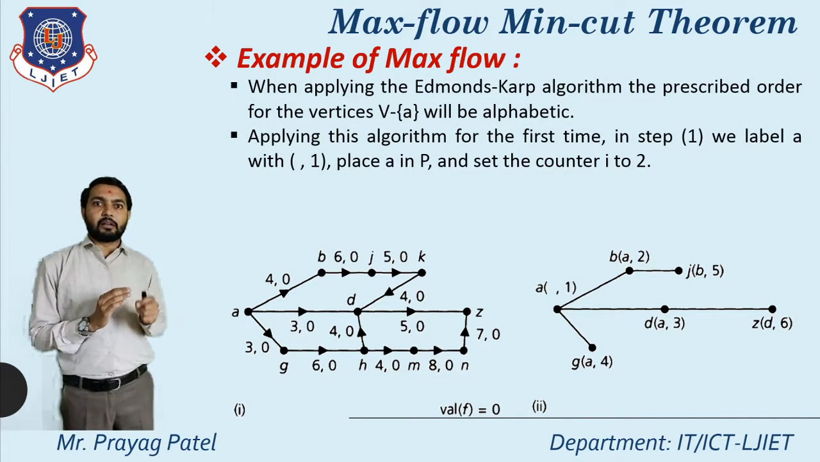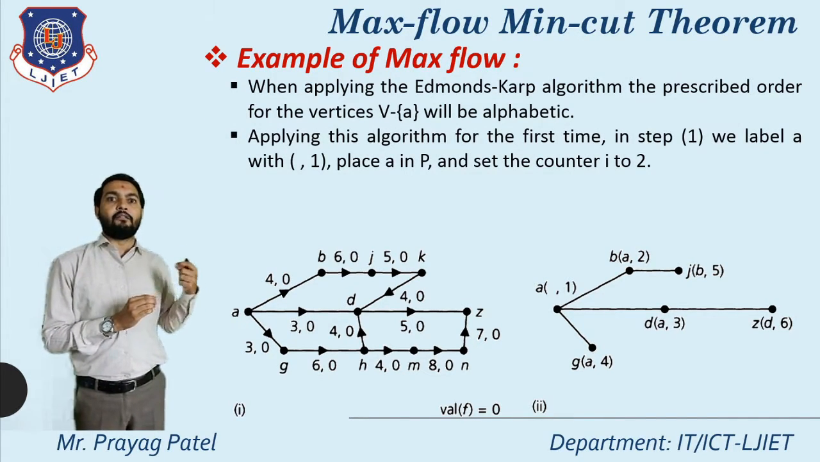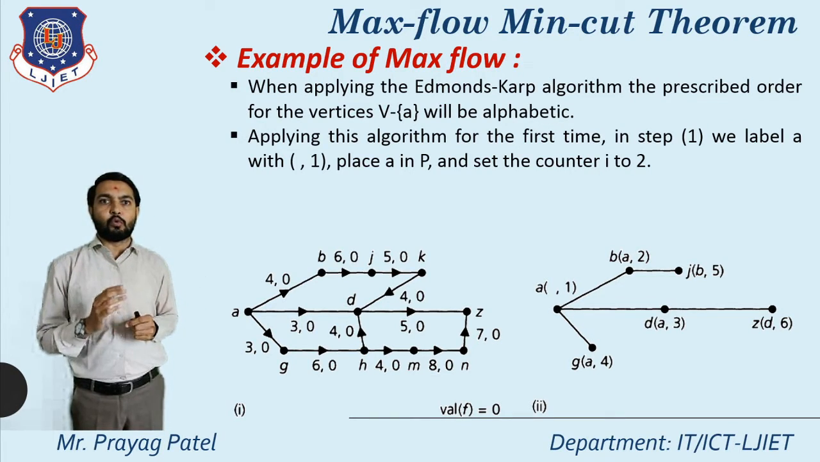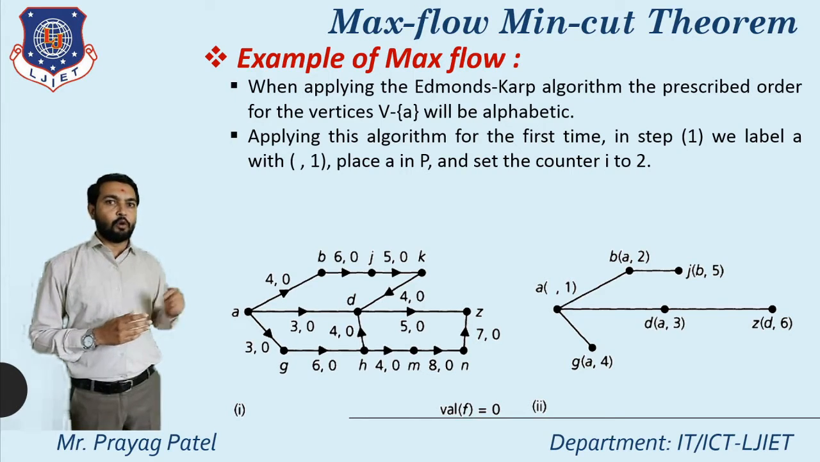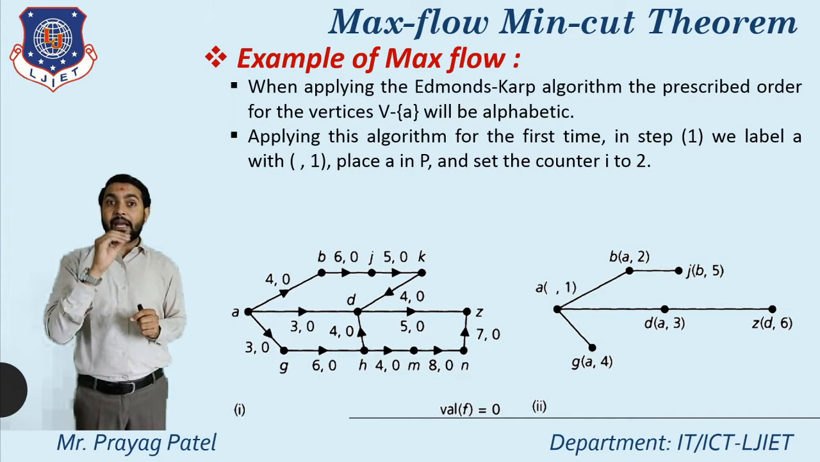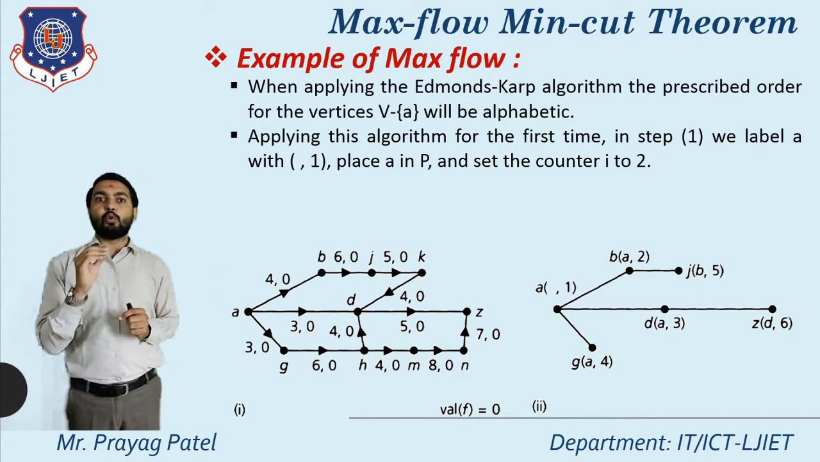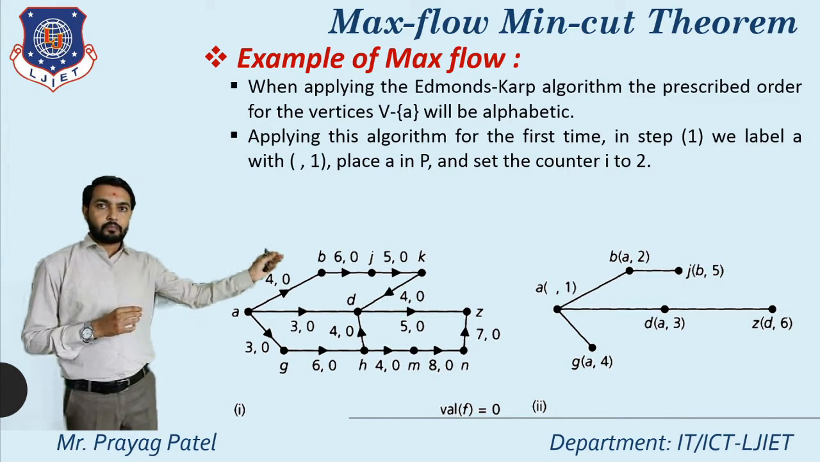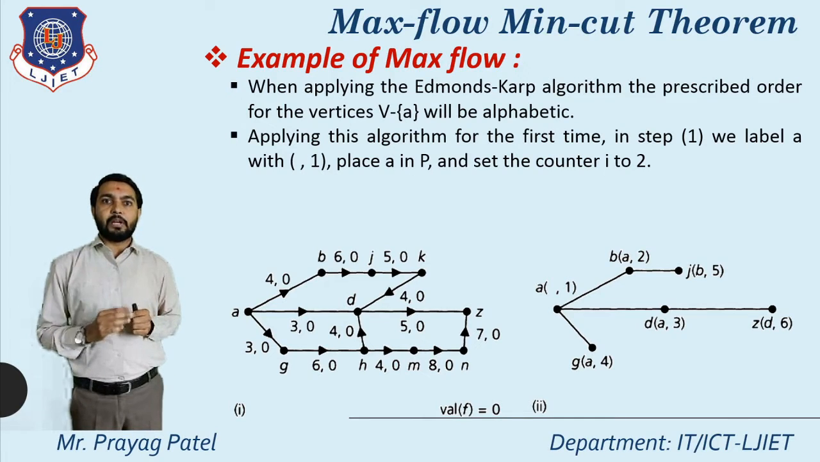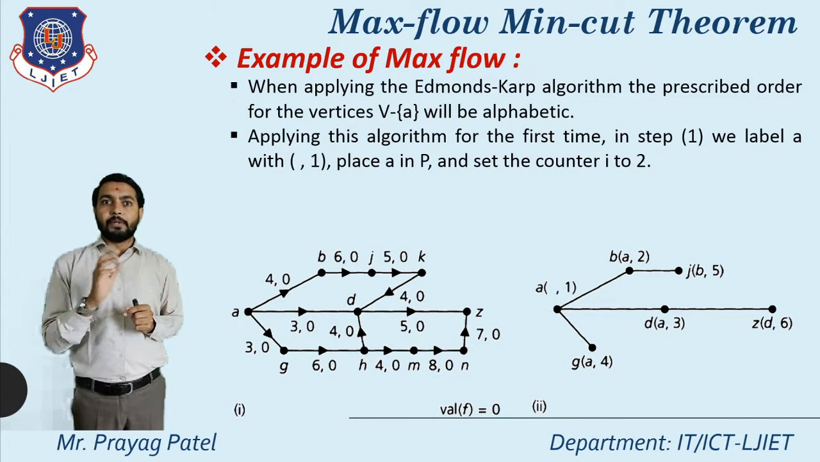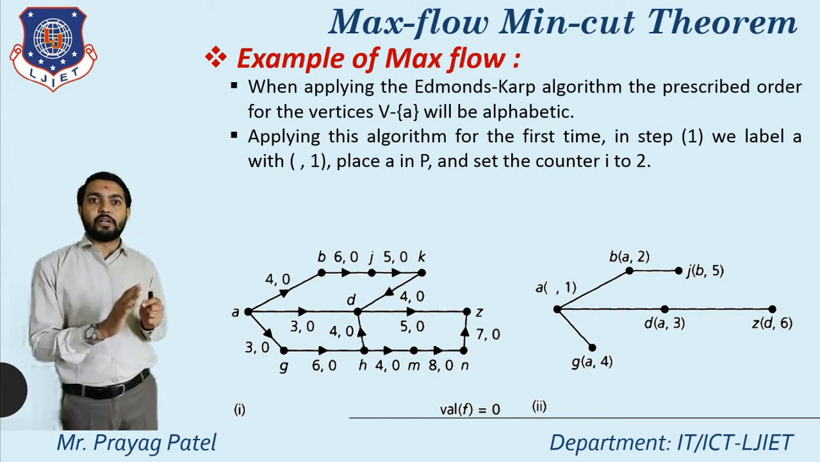For B, we increment the I value by 1. That means the old value of I equals 1, then the new value of I equals 2. Count equals 2. Now next, what is the parent of B? The parent of B equals A. So in place of B, we write BA2, that means A as the source node of B and 2 as the count sequence number.